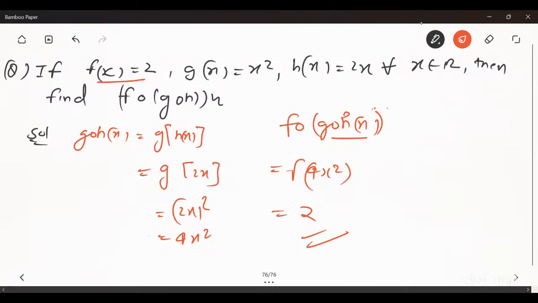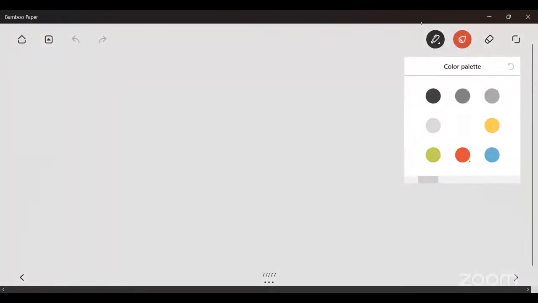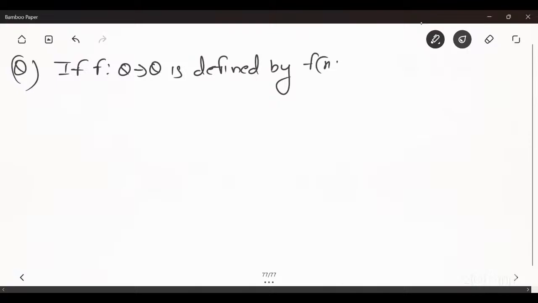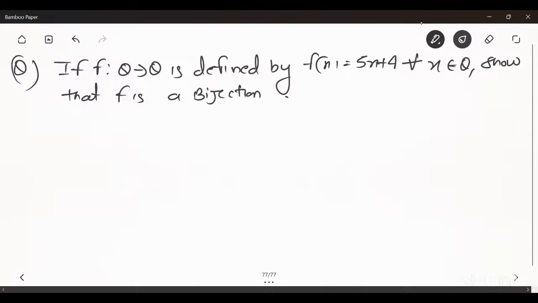Now the next question is, if f is from Q to Q is defined by f(x) is equal to 5x plus 4 for all x belongs to Q, show that f is a bijection and find f inverse.